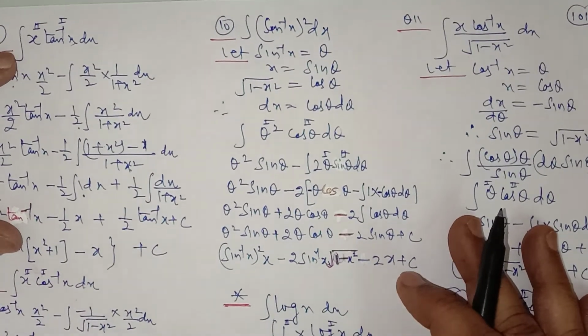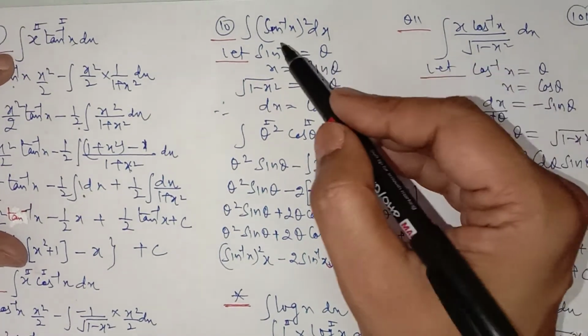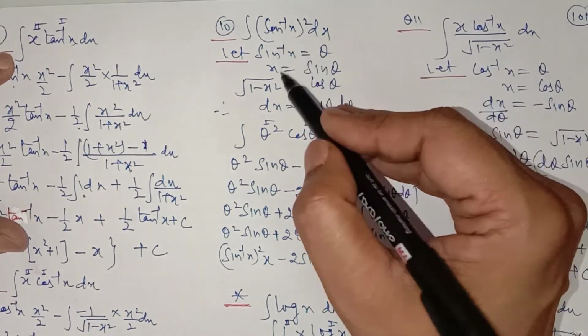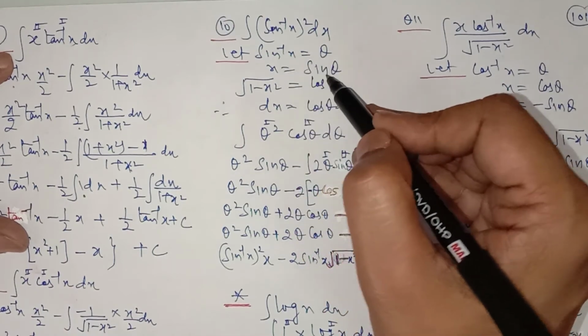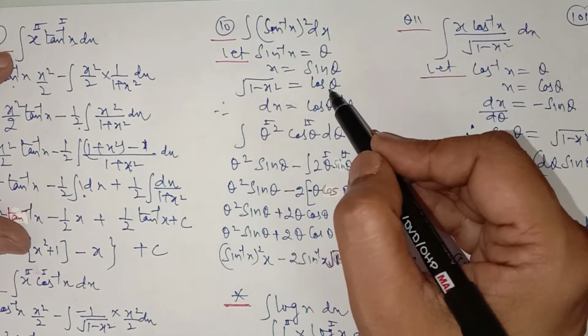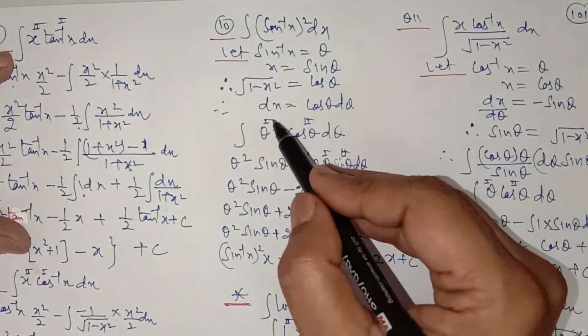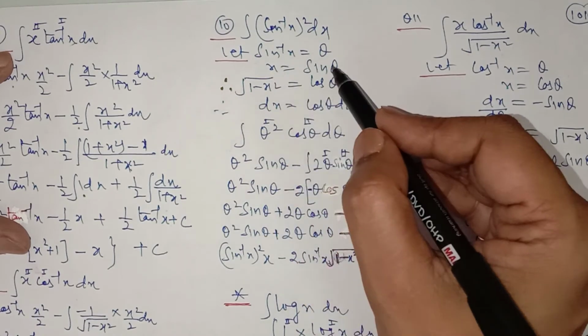Question number 10, it is sine inverse x whole square. So how can you do it? You can let sine inverse x be equal to t or theta, then x will be equal to sine theta, and cos theta will be equal to under root 1 minus x square, because cos theta is equal to under root 1 minus sine square theta. And dx upon d theta will be equal to cos theta.